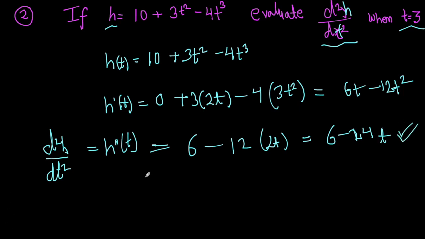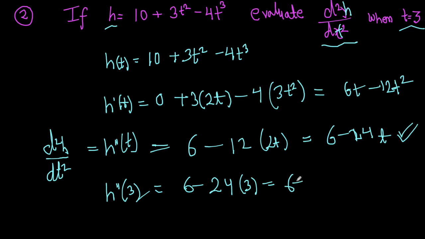Now we have to find the value of this at t equal to 3. So I can also write f double dash, and t will be replaced by 3. So your answer will be 6 minus 24 multiplied by 3. If you do that, you are going to get 6 minus, let me check, 24 times 3 is 72. 6 minus 72 will become minus 66. So minus 66 is your final answer.